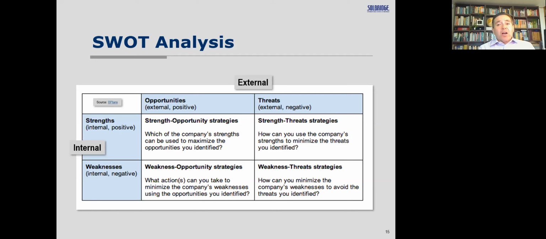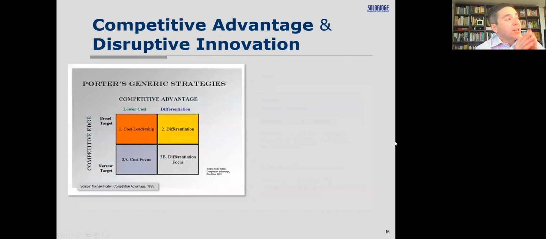So this SWOT analysis is very common in company business. So let's finish this section with competitive advantage and disruptive innovation.